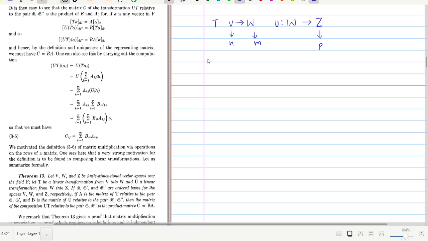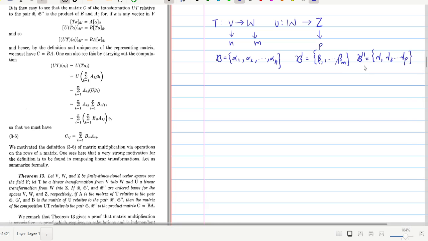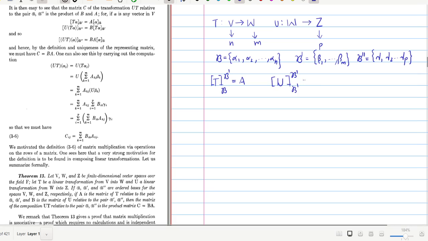Now we set three bases. B, consisting of alpha 1, alpha 2, etc., alpha n, is an ordered basis for V, and B prime is the set of vectors beta 1, etc., beta m, the basis vectors for W. We write B double prime consisting of the vectors gamma 1, gamma 2, etc., gamma p, the basis vectors for Z. Then we can represent the matrix of T relative to the bases B and B prime, and we denote that as A, and we represent the matrix of U relative to the bases B prime and B double prime as B.